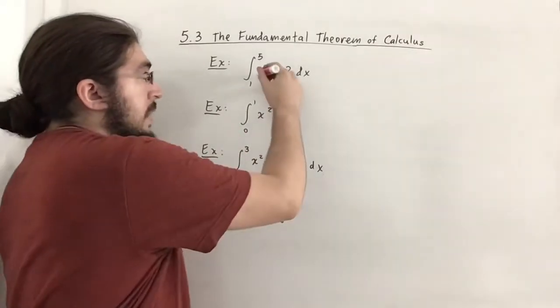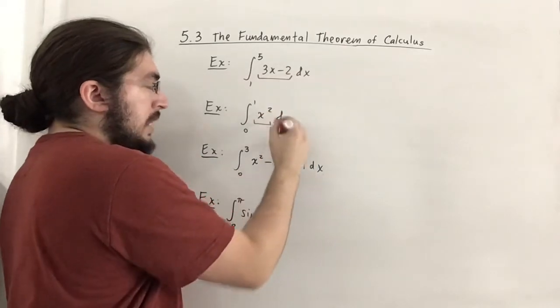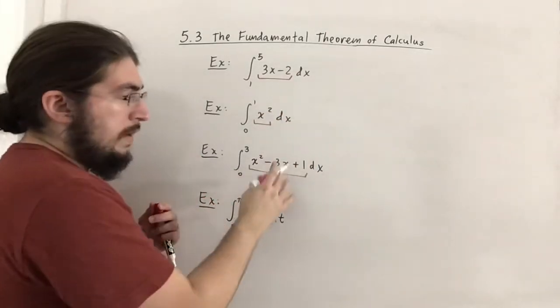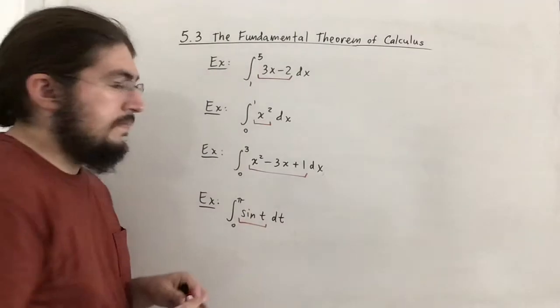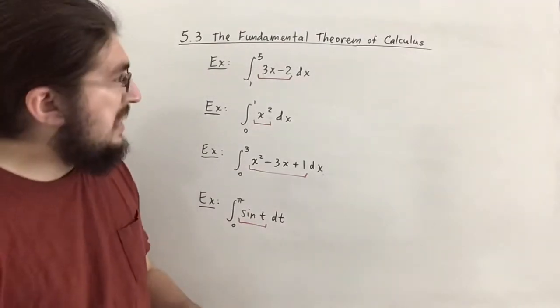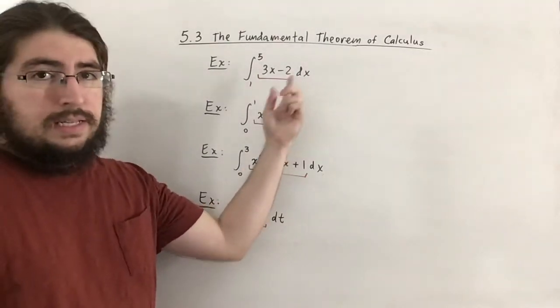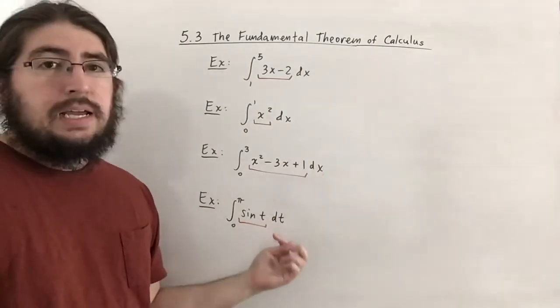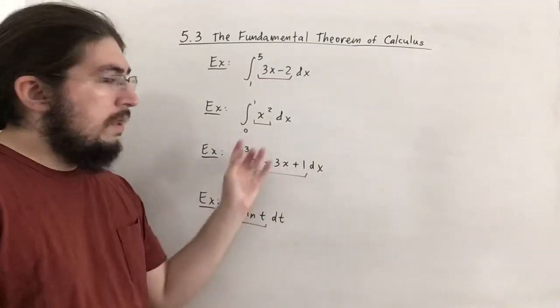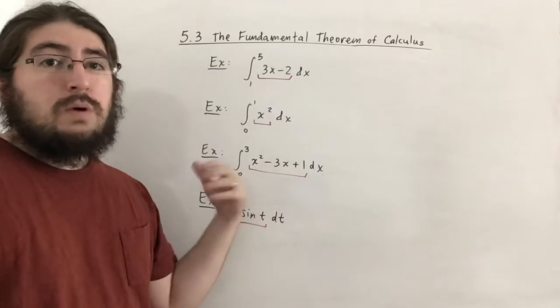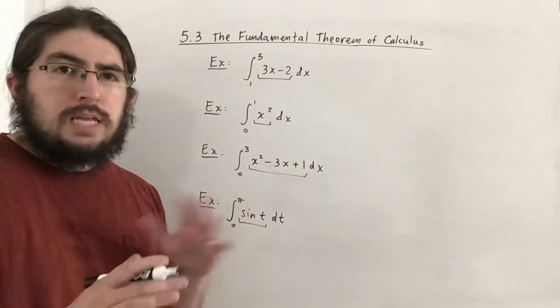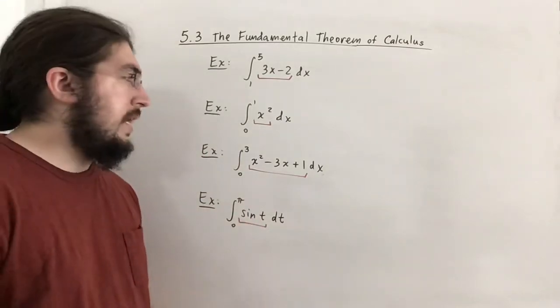So remember, the integrand here is 3x minus 2, here it's x squared, here it's x squared minus 3x plus 1, and here it's sine of t. Now, the d something, in this case dx, dx, dx, and here dt, should be the same as this variable of our function because that's the one we're antideriving with respect to. So keep that in mind, but that should always normally be the case.